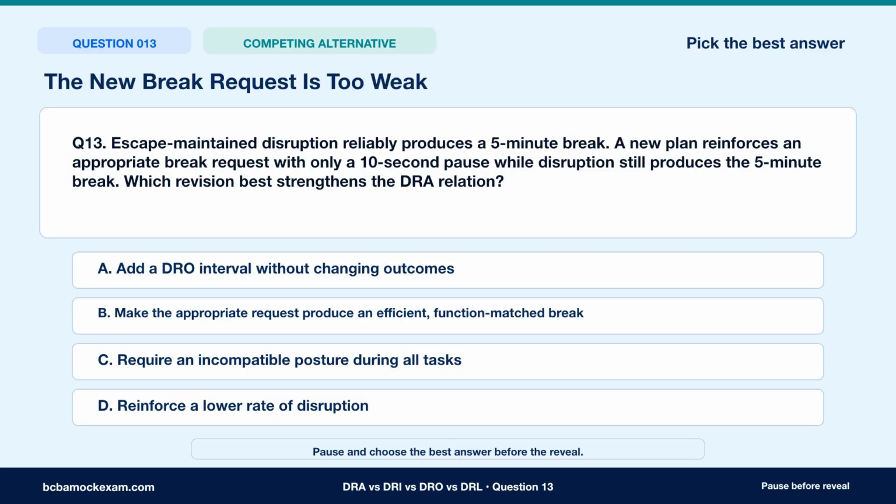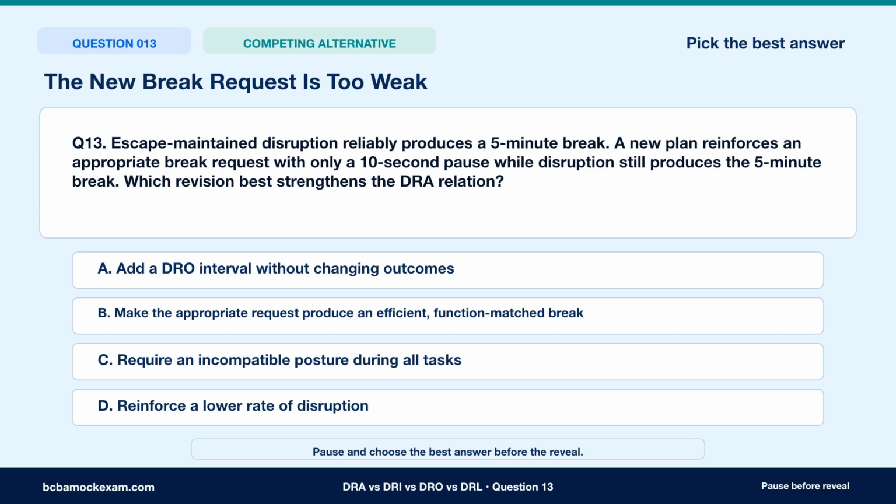Question 13. Escape maintained disruption reliably produces a 5-minute break. A new plan reinforces an appropriate break request with only a 10-second pause, while disruption still produces the 5-minute break. Which revision best strengthens the DRA relation? The choices are A. Add a DRO interval without changing outcomes. B. Make the appropriate request produce an efficient, function-matched break. C. Require an incompatible posture during all tasks. D. Reinforce a lower rate of disruption.